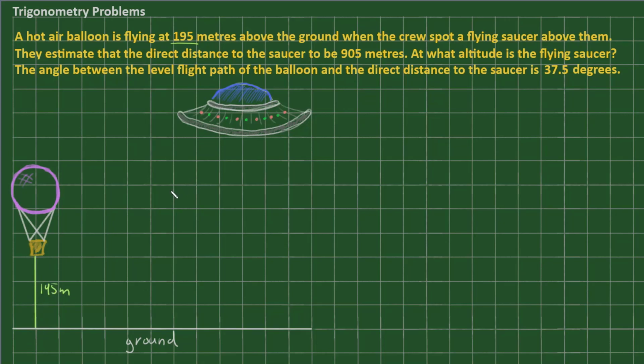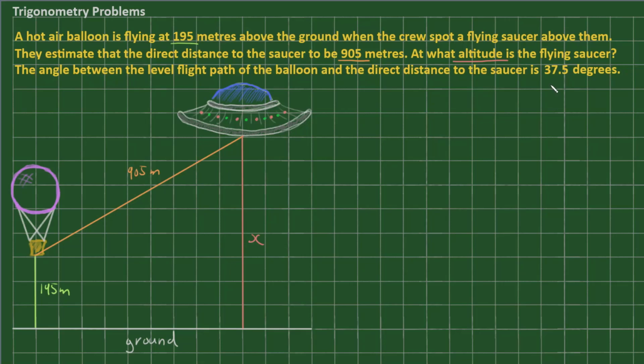We are also told that the direct distance between the balloon and the UFO is 905 meters. So we are talking about this distance here in orange. That is 905 meters. The question is asking about the altitude of the flying saucer. So we are looking at this distance or this altitude here in red. That is what I need to find. That is my unknown.